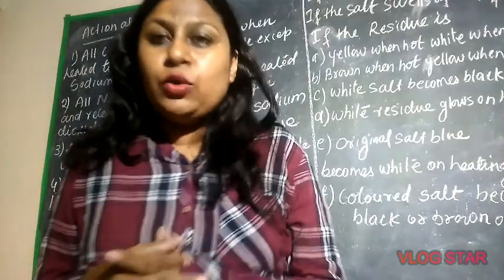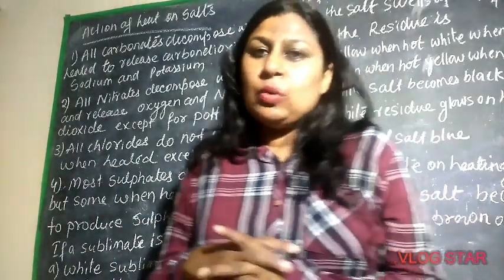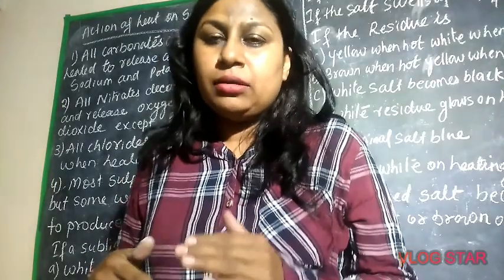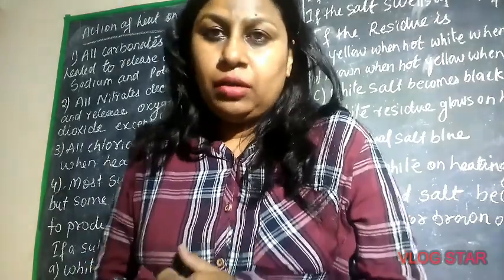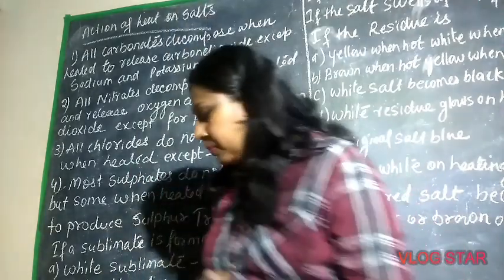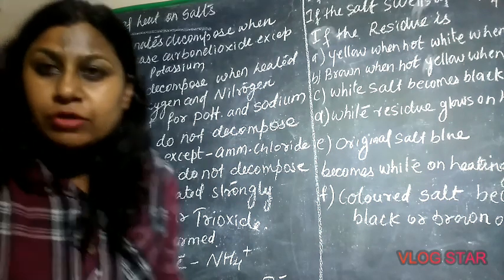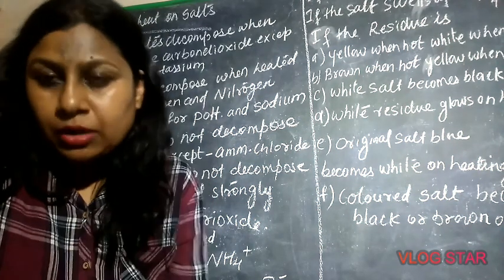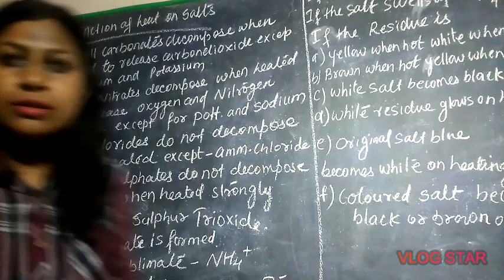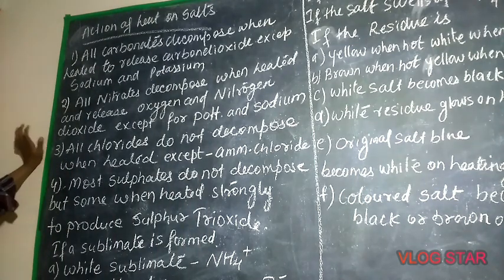So on heating, you have to observe what happens to the salt, that means the residue, and which type of gas is being released. On that basis, we can have a clue which anion or cation may be present. Now, if you see the action of heat on salts, all carbonates decompose when heated to release carbon dioxide, except sodium and potassium.